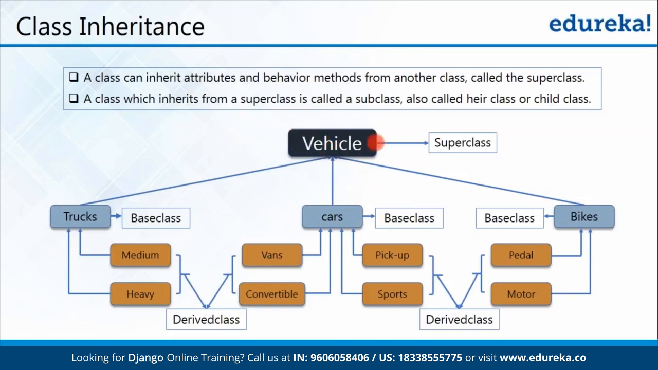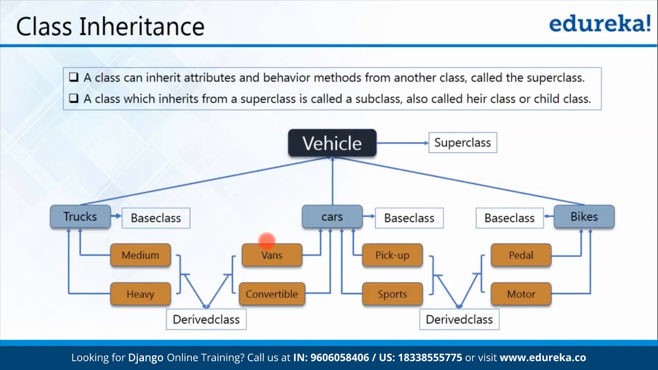So we have a vehicle that is nothing but a superclass. There are multiple kinds of vehicles. We have trucks, we have cars, we have bikes. And among those types as well, we have subtypes. For example, in bikes, we have pedal bikes, we have motorbikes. When we talk about cars, we have pickup cars, super cool sports cars, convertibles, and vans. The same goes for trucks as well. We have medium-sized trucks and we have heavy-sized trucks.